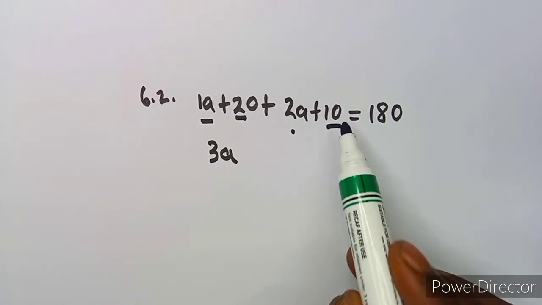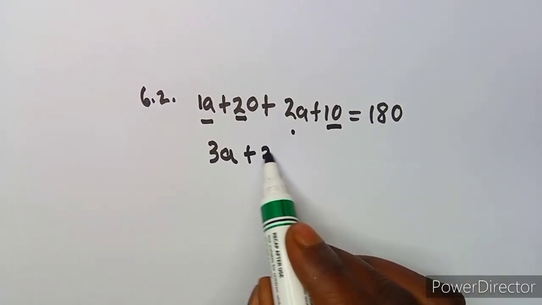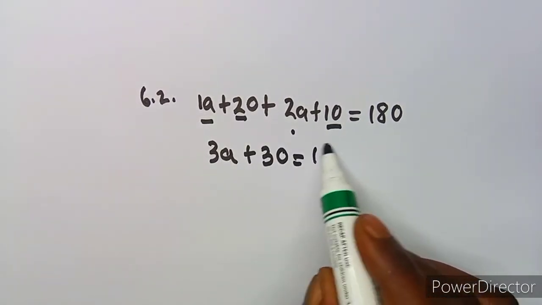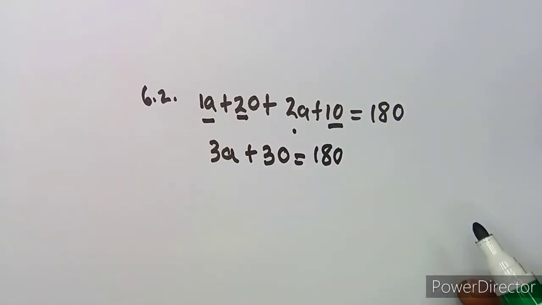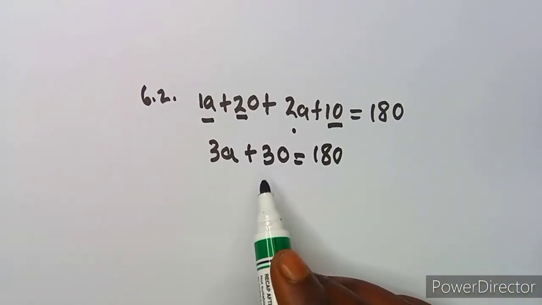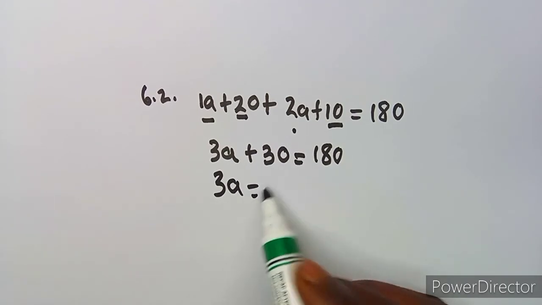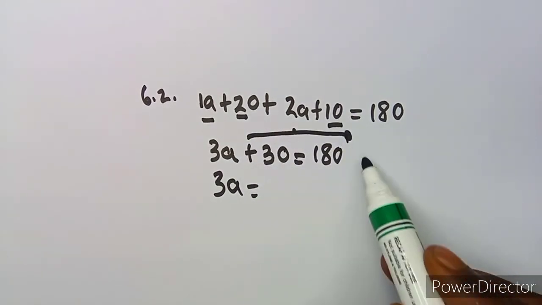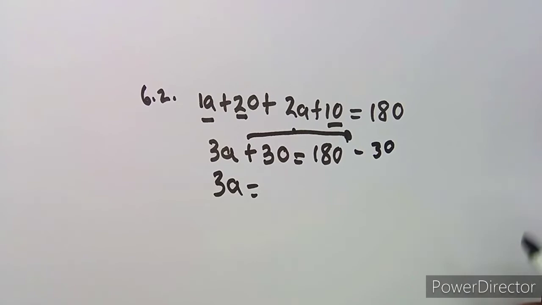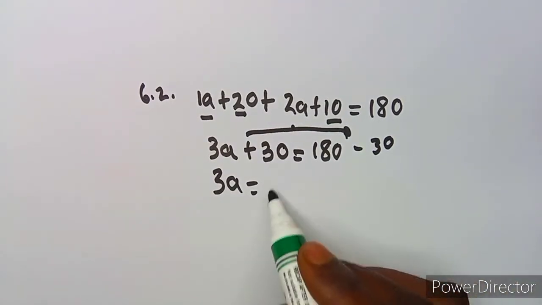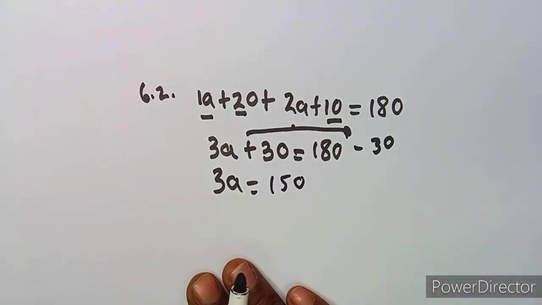10, 20 and 10 there. If you add this properly, it's going to be a 30 there, which is going to give us a 180. All right, so what are we having at the end? 3A is equivalent to, you can transpose this 30. It's going to be a minus 30. So we've got 180 minus 30, which is actually a 150 there.